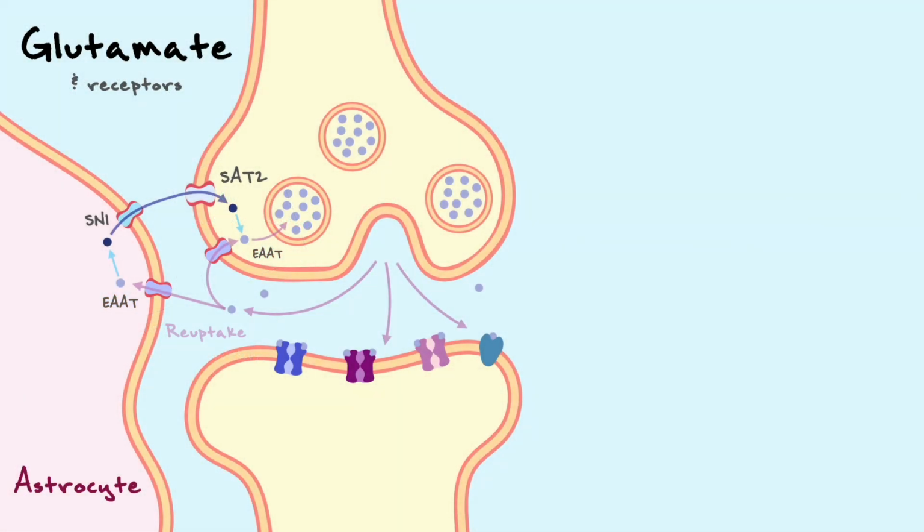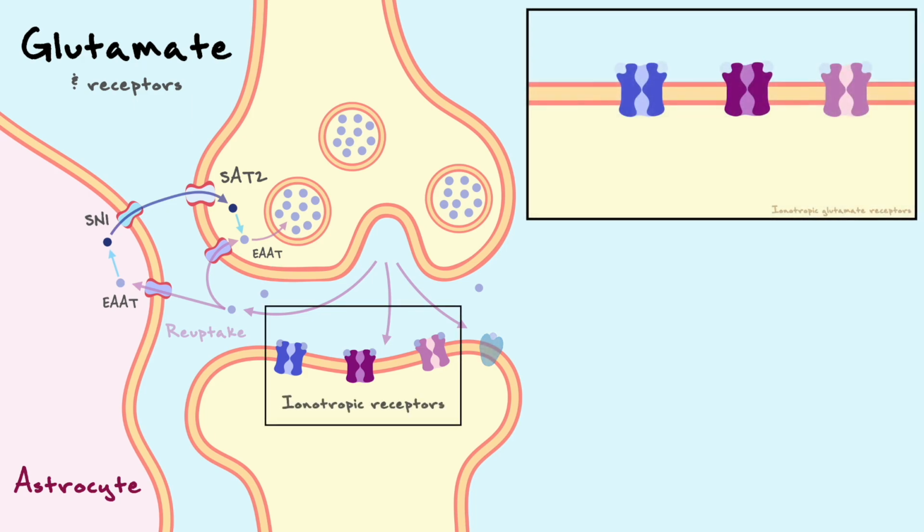Back to the synaptic cleft, let's now see what receptors glutamate interacts with. These receptors can either be ionotropic or metabotropic. So let's start with the ionotropic receptors first. There are three major types of ionotropic receptors: NMDA, AMPA, and kainate.